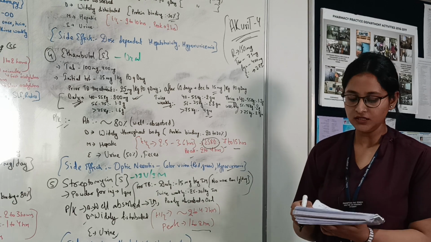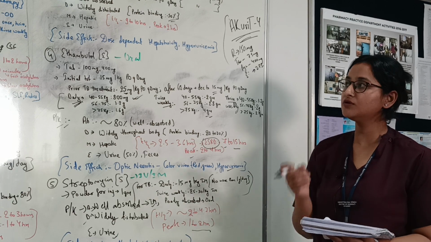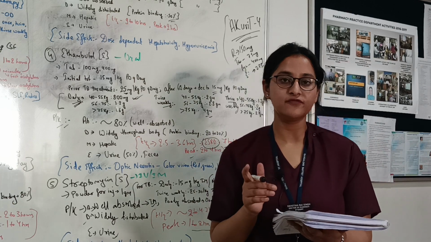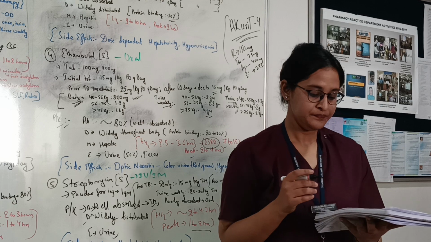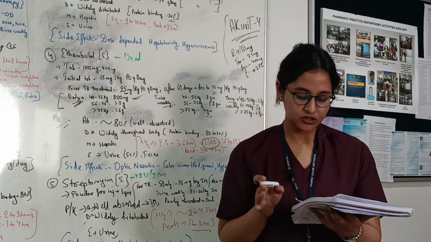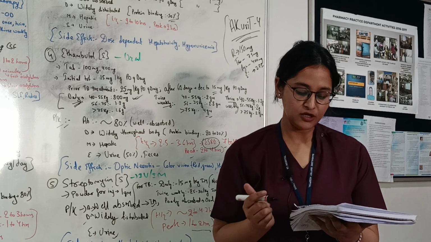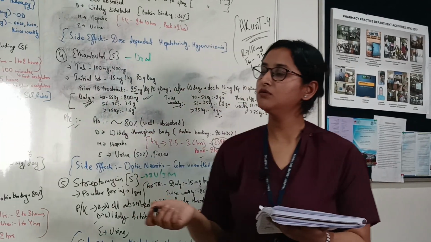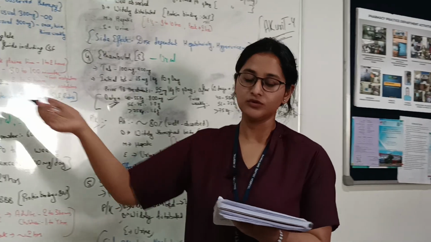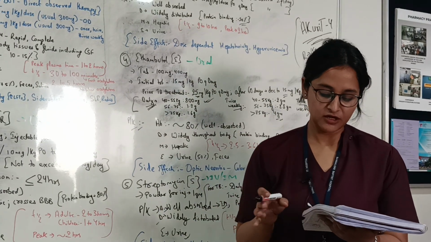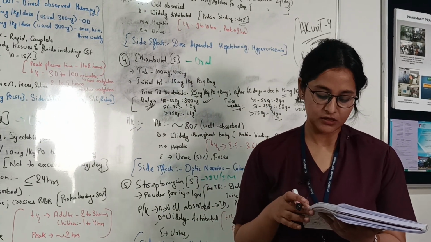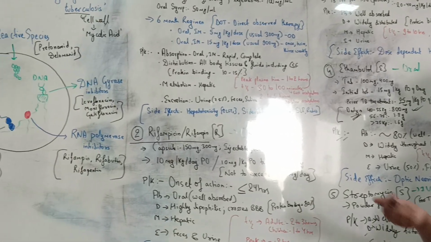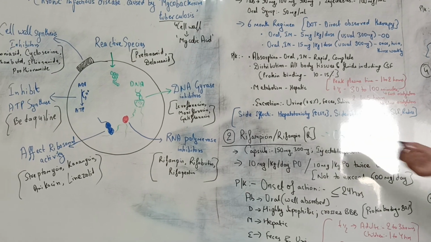I'll say the second line drugs. The second line drugs are fluoroquinolones: ofloxacin, levofloxacin, moxifloxacin, and ciprofloxacin. The other oral drugs are ethionamide, prothionamide, cycloserine, para-amino salicylic acid, and rifampicin. As I said, these are the add-ons; you'll come to know when to use these. And injectables are kanamycin, amikacin, and capreomycin.